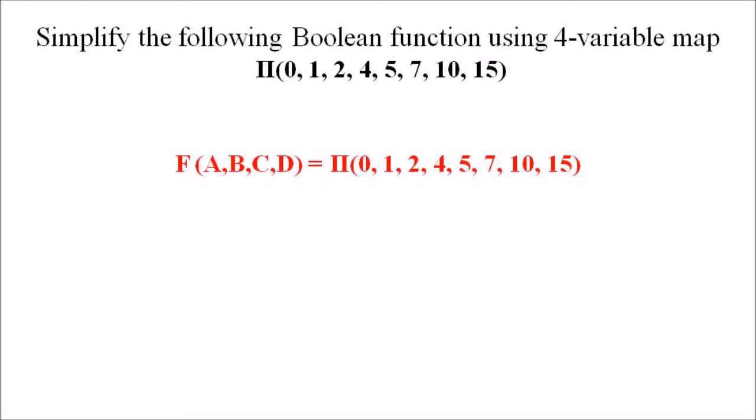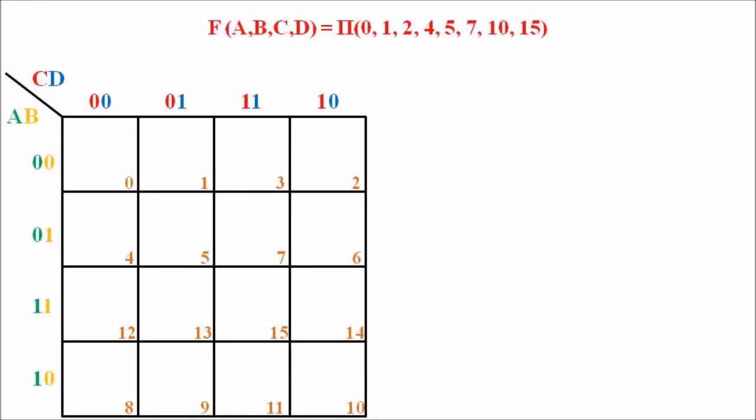Thus, since we are using 4 variables, we have to use 2 raised to 4 cells in a K-map. That is, 2 raised to 4 is equal to 16, so a 16-cell K-map is used for this solution, and it can be represented as shown in this figure with 4 rows and 4 columns. The rows represent the variables A and B, and the columns represent the variables C and D.